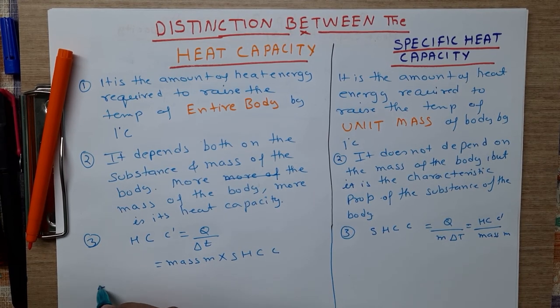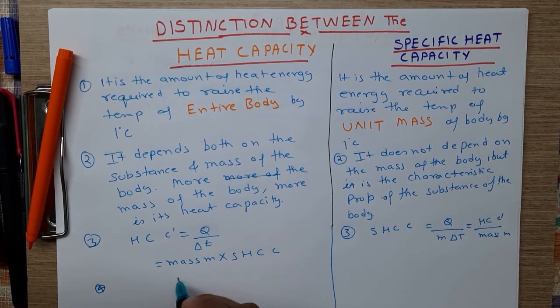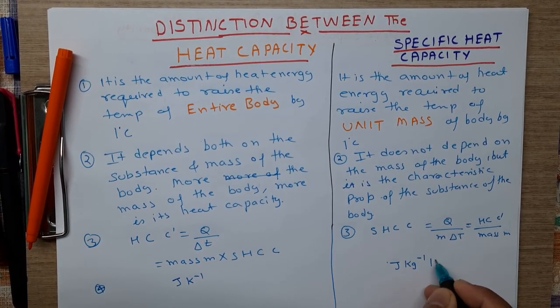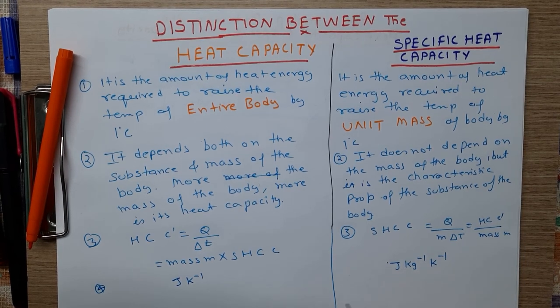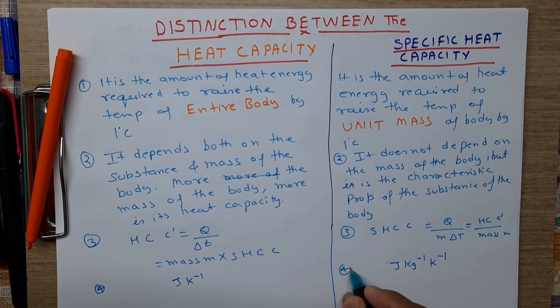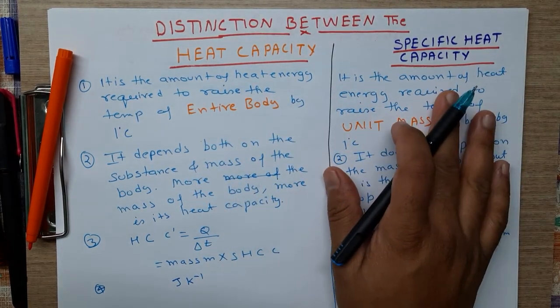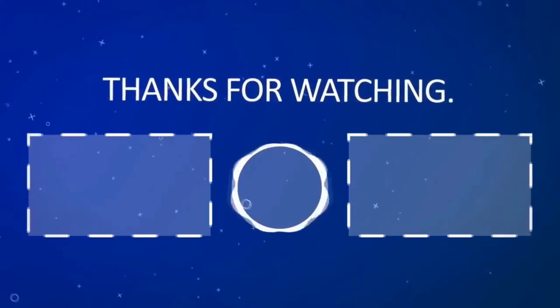And the fourth one is very simple. You just write the unit. Heat capacity unit is joule per Kelvin, whereas in case of specific heat capacity it is joule per kg per Kelvin, right? So this is my fourth and last difference between heat capacity and specific heat capacity.